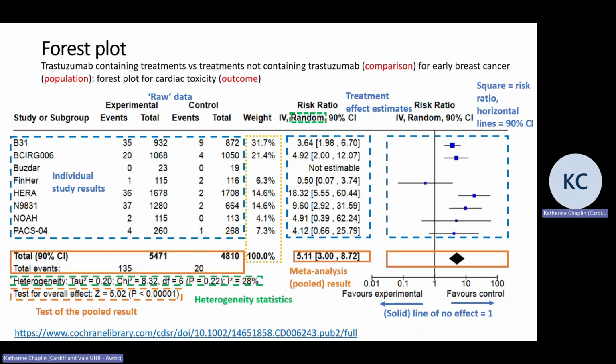Finally, there is the column which shows the weight each study has been given. This indicates the percentage contribution of each study to the meta-analysis result. These should total 100%, and the size of the box on the forest plot reflects the amount of weight given to that study. So we can see in this example, the risk of cardiac toxicity in a trastuzumab treatment group is 5 times the risk in the comparison group.